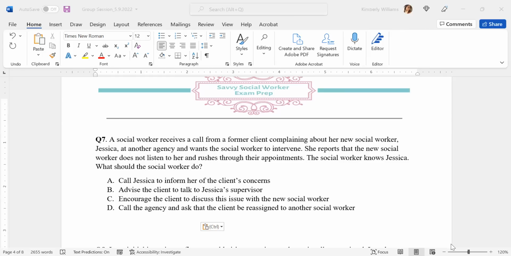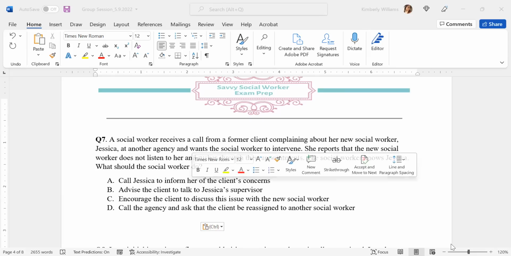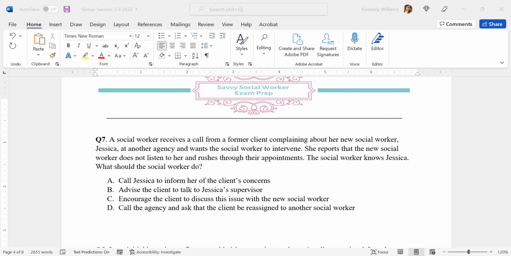A social worker receives a call from a former client complaining about her new social worker, Jessica, at another agency and wants the social worker to intervene. She reports that the new social worker does not listen to her and rushes through their appointments. The social worker knows Jessica. What should the social worker do?